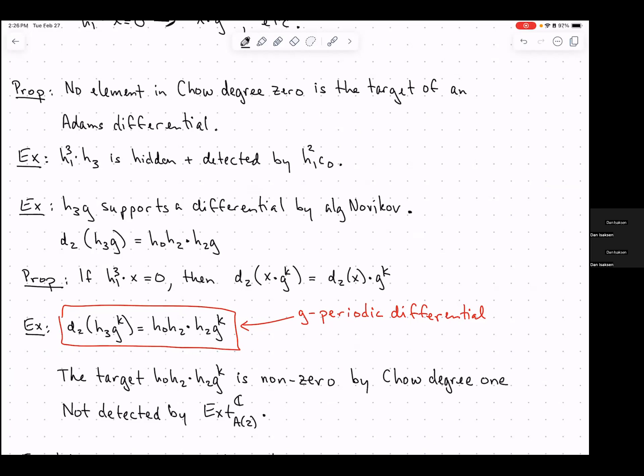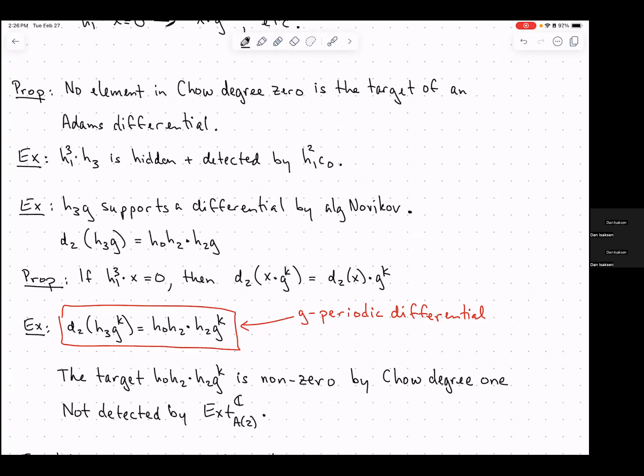When you look at this H0, H2, H2, G to the K, the first thing I think is that it's TMF related stuff. That should be detected by the cohomology of 2, but it's not. It turns out that this product actually is 0 in the C-motivic cohomology of 2. So you can't use that; you have to do something else. That's kind of why I was stuck for a few years, because the obvious tool didn't work, and then I had to work a lot harder with this whole Chow degree 1 stuff, to show that it's not zero.